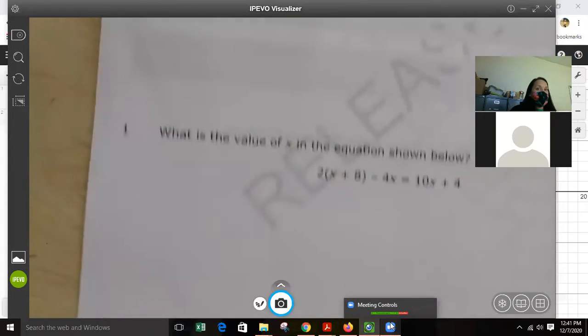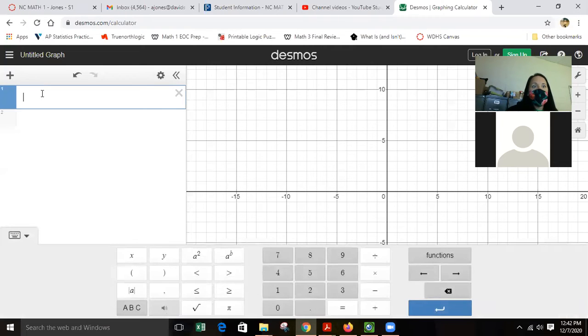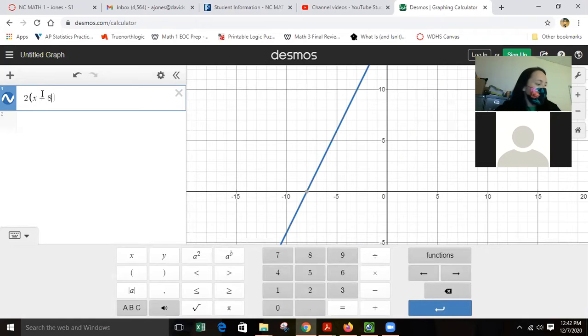It starts with question 1, and it looks like this. What is the value of X in the equation shown below? The ones we're going to start with are calculator active questions. That's why I said if you pull up Desmos, that'd be great. All you have to do is literally type the equation into Desmos. In my little box here, I'm going to type in exactly what I see: 2 parentheses, x plus 8, minus 4x. Everybody at home and everybody here, type it in so you're getting practice. If you have a problem typing something in, let me know.